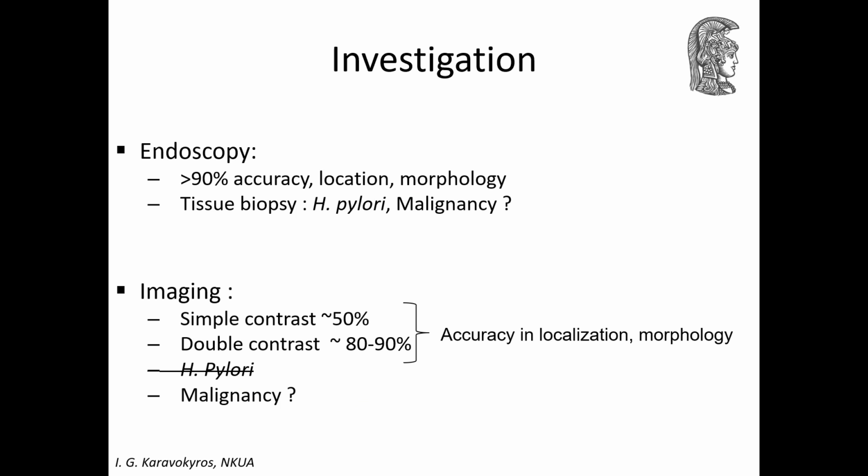Endoscopy will identify the ulcer, clarify its location and morphology, rule out malignancy with tissue biopsies, and finally, search for Helicobacter infection. Alternatively, the patient can undergo a barium meal. The ulcer and its position will again be identified with an accuracy that approaches 90% in double contrast. However, Helicobacter cannot be searched for, and tissue biopsy is impossible although radiological signs indicative of malignancy do exist.